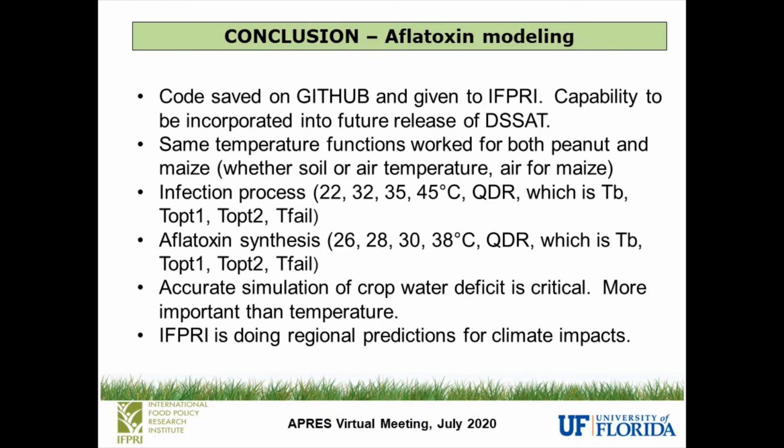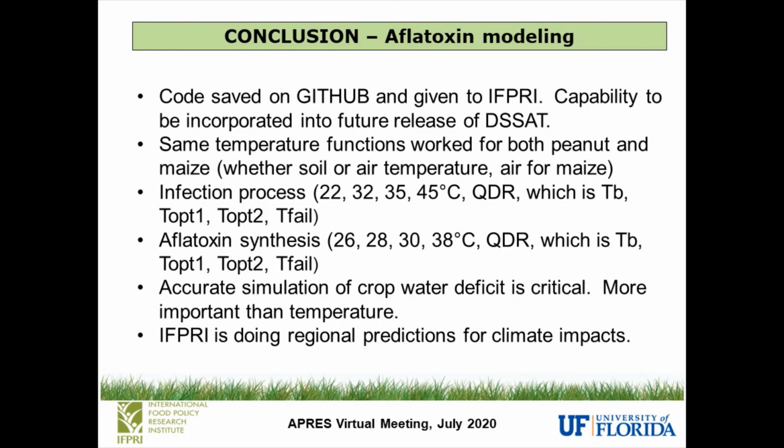The conclusion that I would come to for this presentation: we have the code saved on GitHub. IFPRI is using it. We plan to incorporate this capability into a future release of the DSSAT. We use the same functions for both peanut and maize. For peanut, we use the soil temperature. For maize, we use air temperature as a driver. The infection process has this base temperature with a quadratic function between 22 to 32, and 32 to 35 is the optimum.